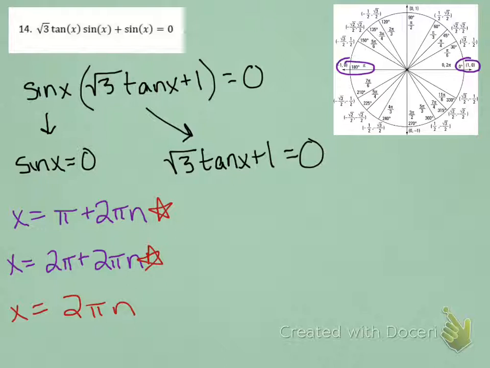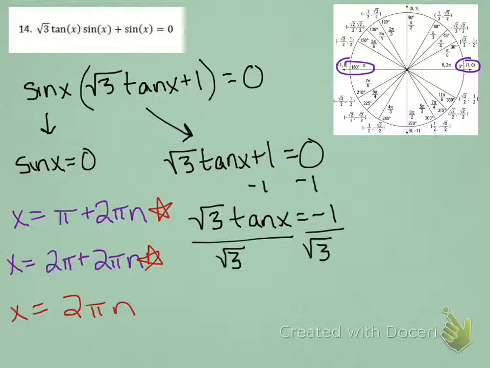Then I'm going to go ahead and move to the other equation, and I need to isolate the trig function first, so I need to subtract 1 from both sides, and then divide both sides by the square root of 3.